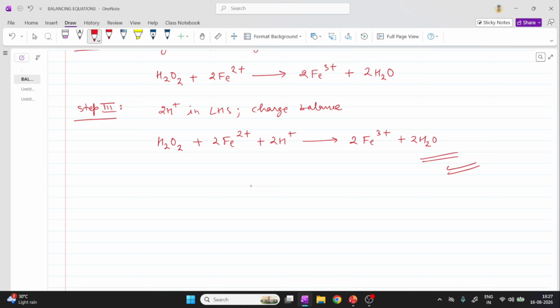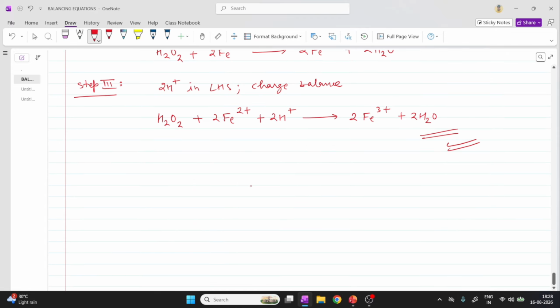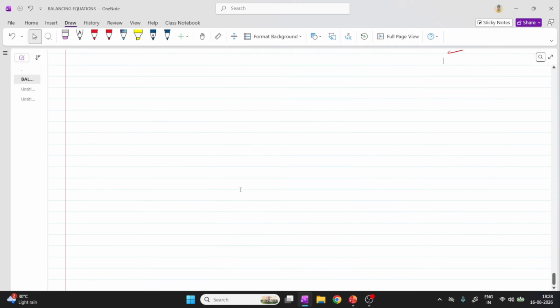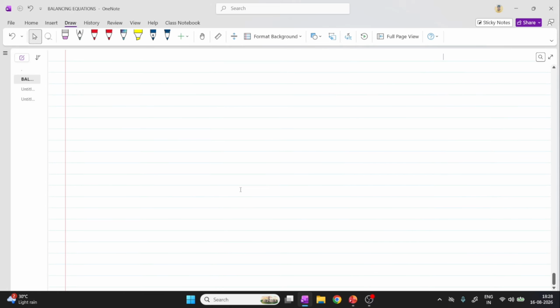Fine. So I can take one more equation, a single equation using both methods. I think this will be more helpful. Okay, so let me take one question. I will balance this particular equation using both the methods in one equation only.